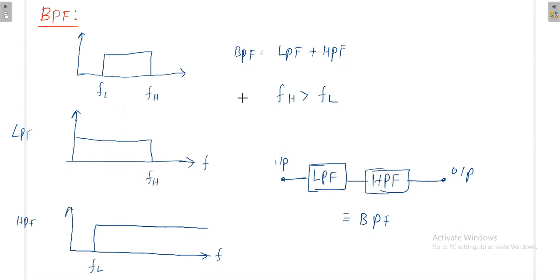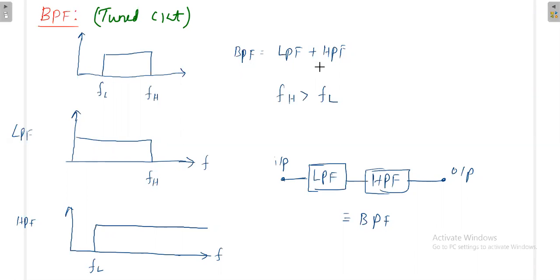Again, in general, a series RLC circuit will act as a band pass filter, because it will allow the frequencies that are near the resonant frequency. So that can act as a band pass filter, because the tuned circuit is also one example of a band pass filter.